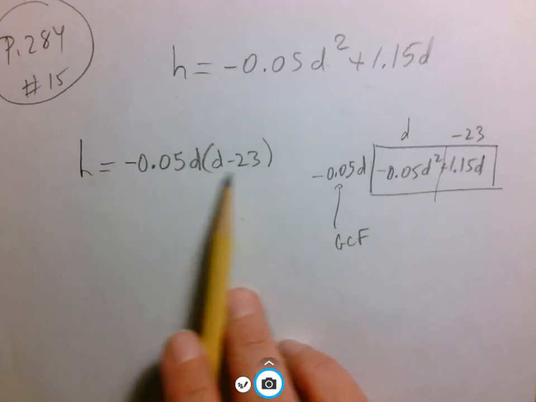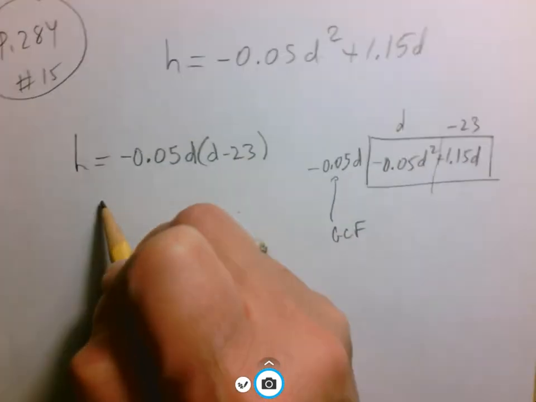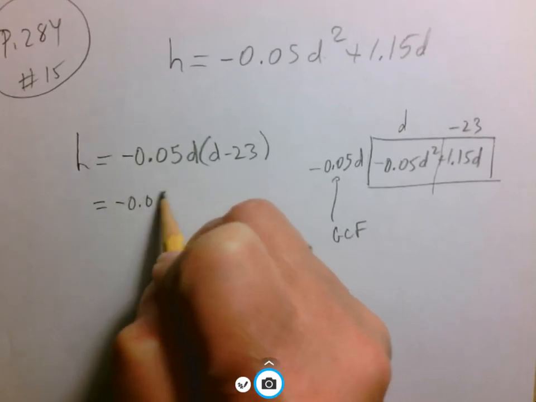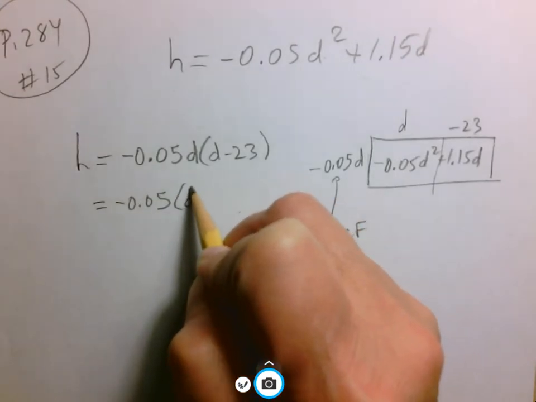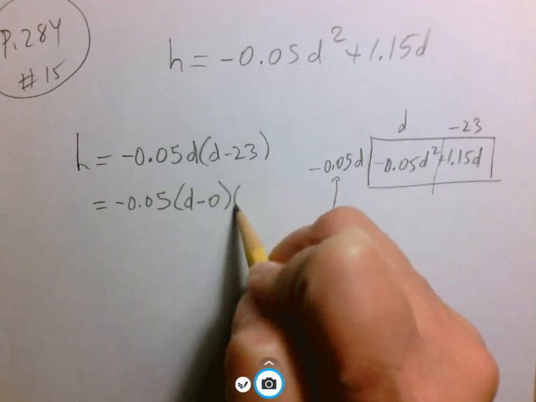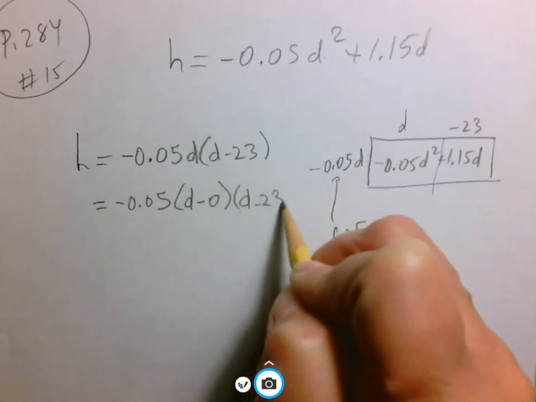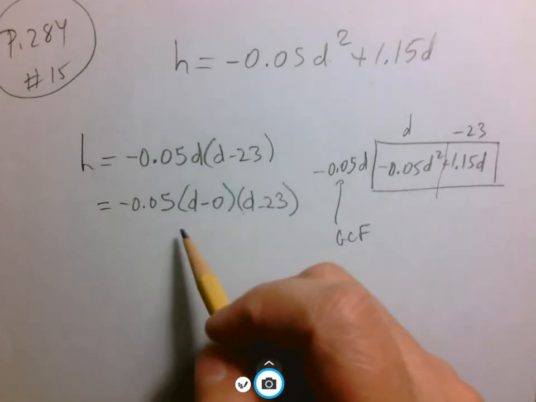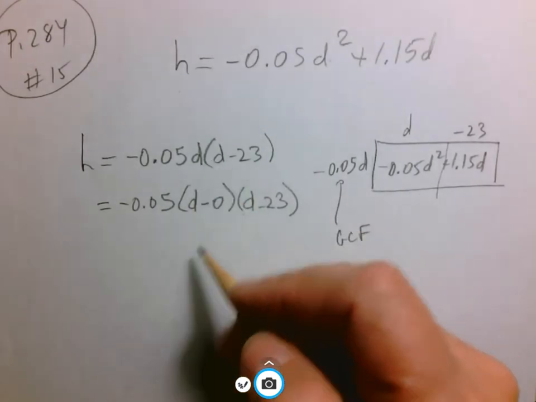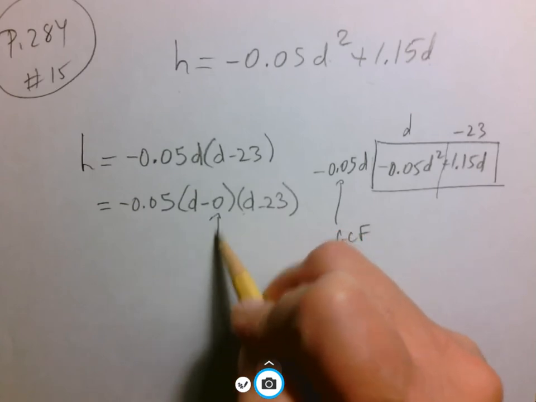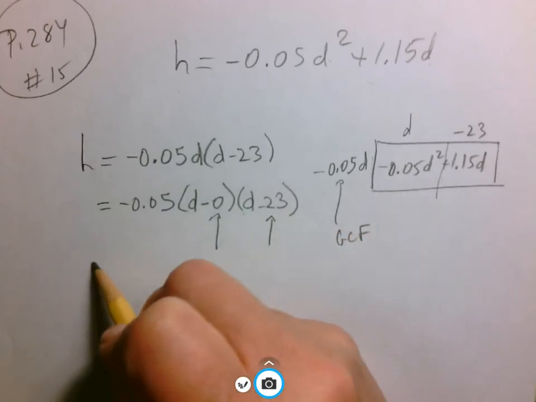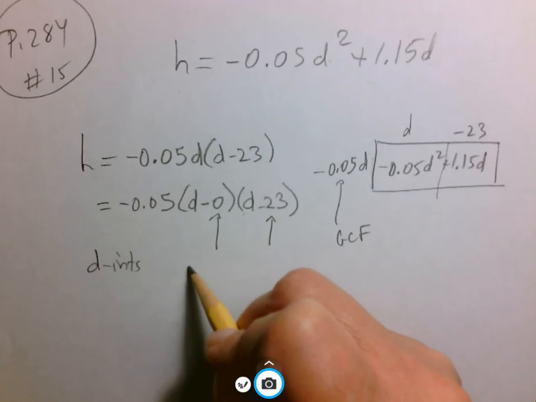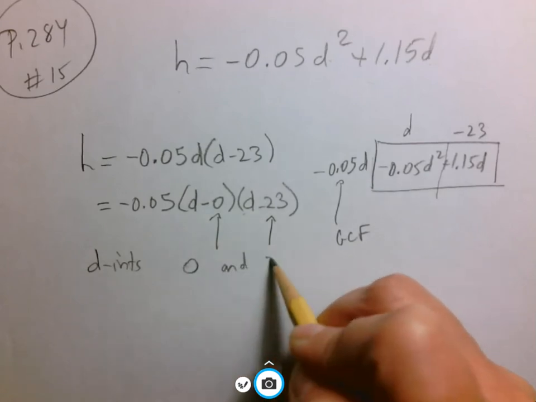It looks a little weird because we're used to seeing two brackets, but we can think of this d by itself as the same as writing d minus 0. Right? d is the same as d minus 0. So that's how we can write it with two brackets, even though in this line it's not written that way. So that tells me that my d-intercepts are 0 and 23.